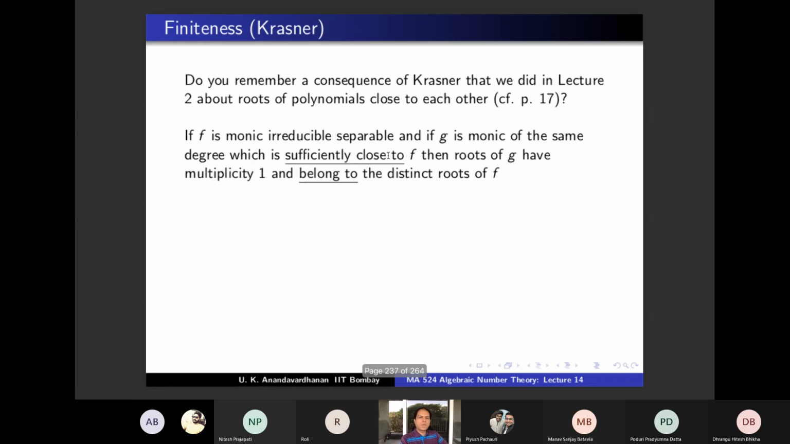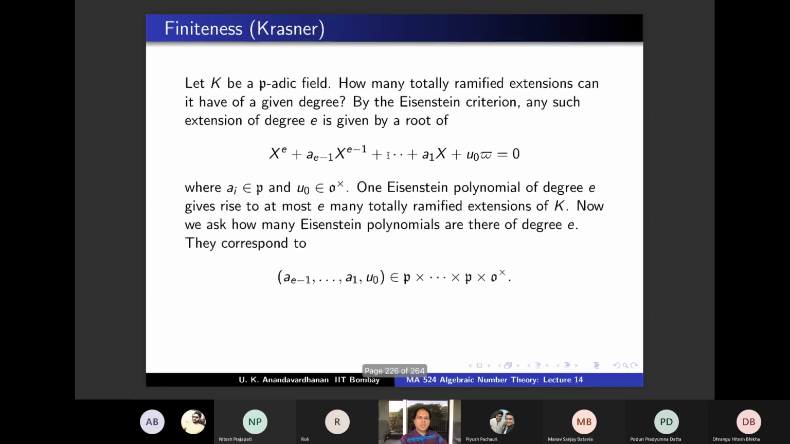So what is the conclusion going back here? If you start with this F, and even if you have another G, but if G is close enough to this, the coefficients are close, G has coefficients B_i, but B_{e-1} is close to A_{e-1}, B_{e-2} is close to A_{e-2}, etc. Then this will give rise to some number of totally ramified extensions. And that polynomial G is not going to give you any new totally ramified extensions. All those are already obtained by this polynomial as a consequence of Krasner's lemma.